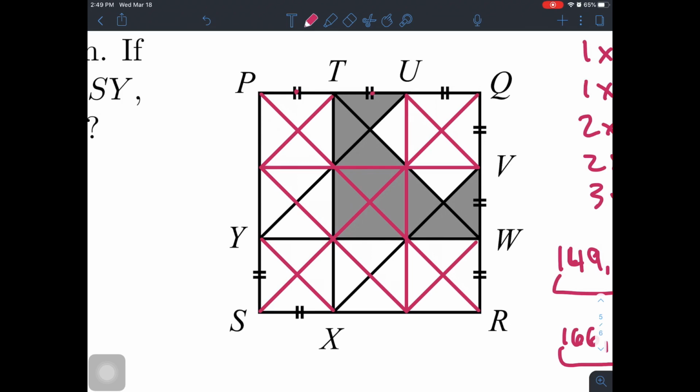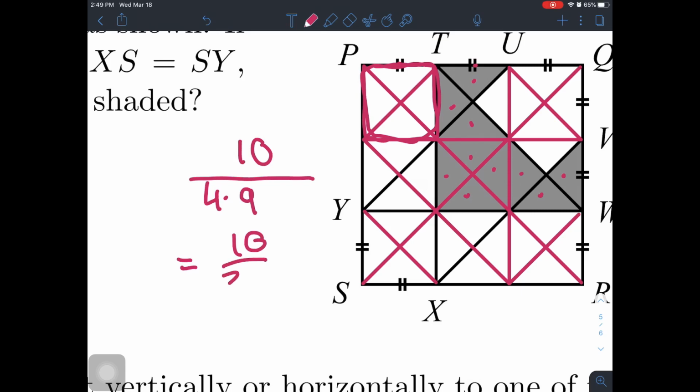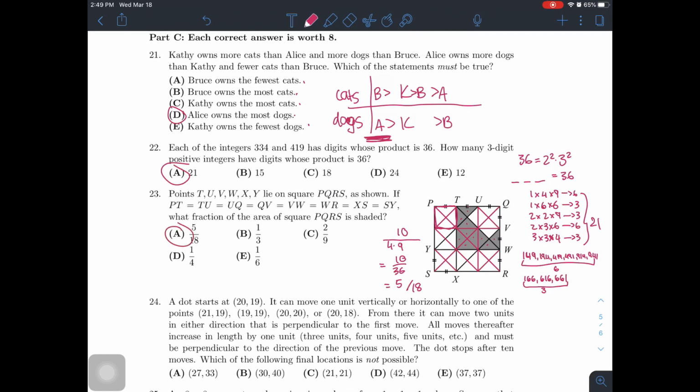And from this, you realize that the entire square can be divided into small isosceles triangles. For example, this one. And you realize that the shaded area can also be divided fully into these triangles. And you know that there are 10 shaded triangles. And you want to find the total number of triangles. So in each one of these squares, you have 4 triangles and you have 9 squares. So the fraction would be 10 over 36, which equals 5 over 18, which is A.